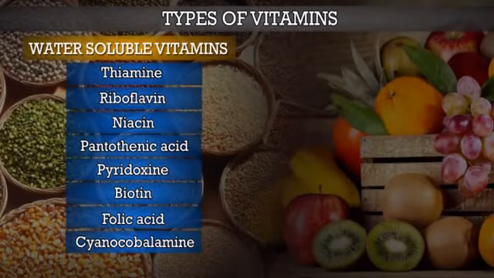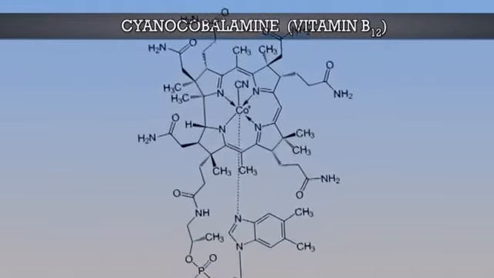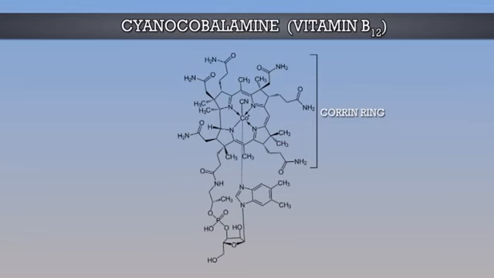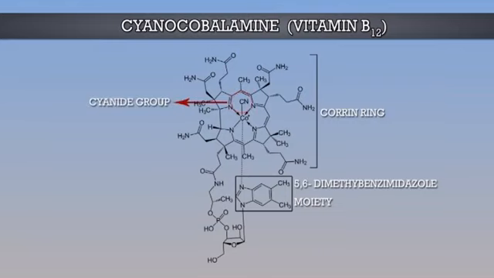Next vitamin is cyanocobalamin. This vitamin, that is cyanocobalamin, is also known as vitamin B12. It has a very complicated structure in which a cobalt-3 atom is bound to 4 nitrogen atoms of a corrin ring, a nitrogen atom of a 5,6-dimethylbenzimidazole moiety, and a cyanide group.